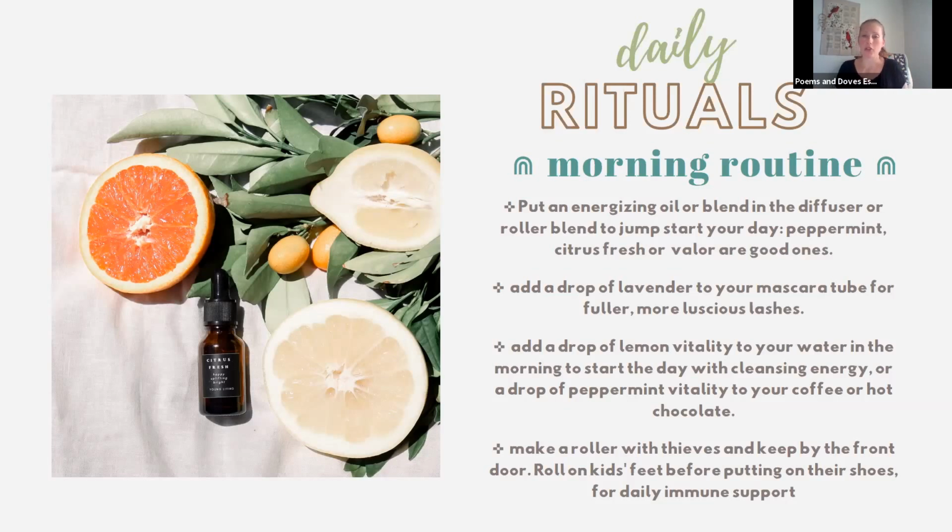I also really like to make a roller with Thieves mixed with carrier oil and keep it by the door. You can roll it on your feet and on your kids' feet too, before you go out for the work day or the school day. Roll it on your feet, put it in your socks and shoes, and you're good to go. Over time, consistency is key, to keep your immune systems up. So those are some morning routine ideas.